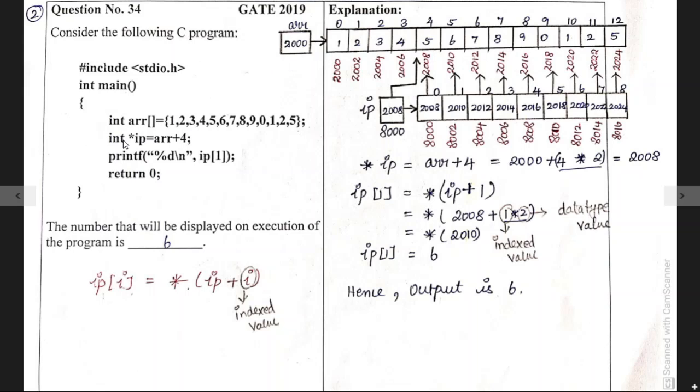Move on to next statement. In next statement, I have pointer variable. Normally, pointer variable holds the address of another variable.